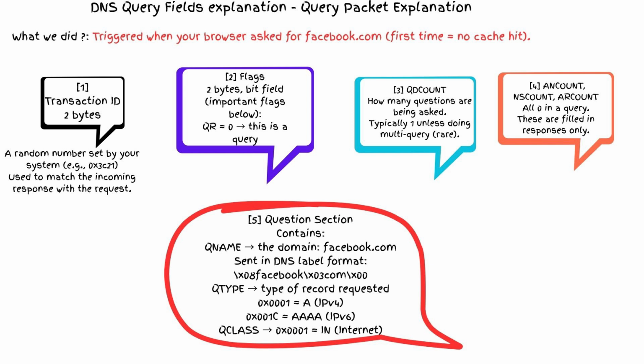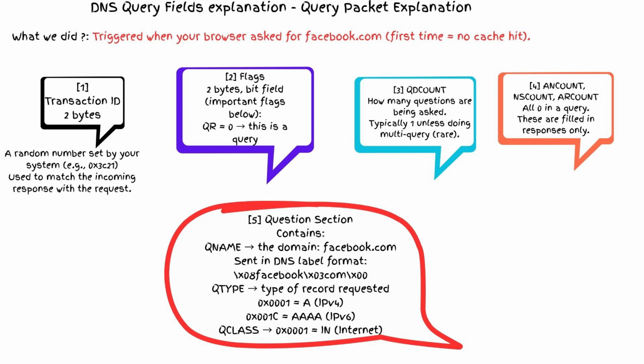And at the last, in a response packet, you will find the answer section, which contains the actual resource records the server is going to provide, like the IP address for facebook.com. So understanding these distinct parts is a crucial thing because many DNS attacks work by manipulating or flooding these specific sections in particular packets.